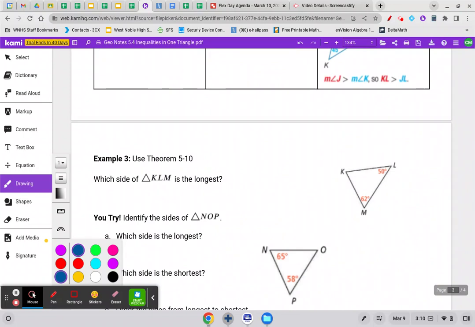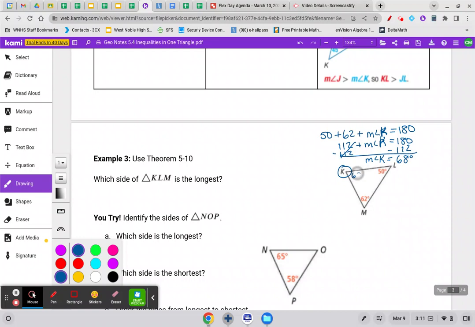So example 3 says use theorem 5.10. Which side of this triangle is the longest? Now here's the deal. We need to do some math to figure out how big angle K is, just in case it's the biggest angle. So we know a triangle's degrees add up to 180. So we take 50 plus 62 plus the measure of angle K equals 180. We do our addition, 112 plus the measure of angle K equals 180. And when I subtract, I get that the measure of angle K is equal to 68 degrees.